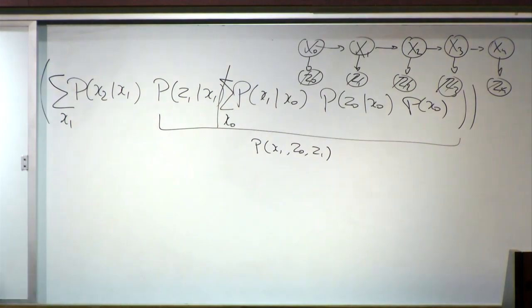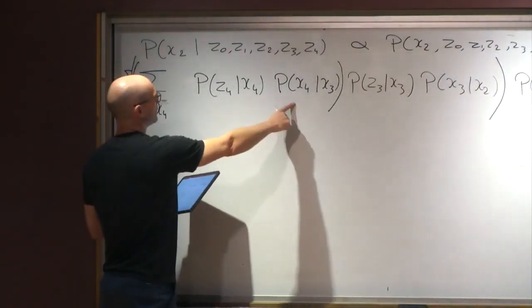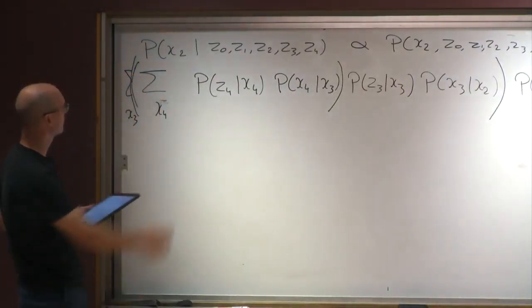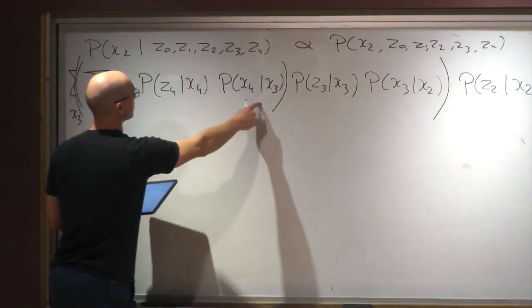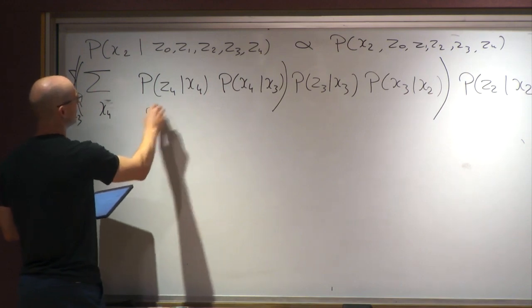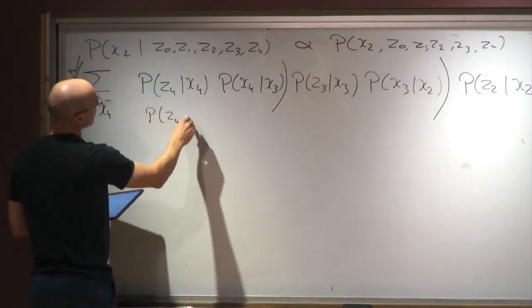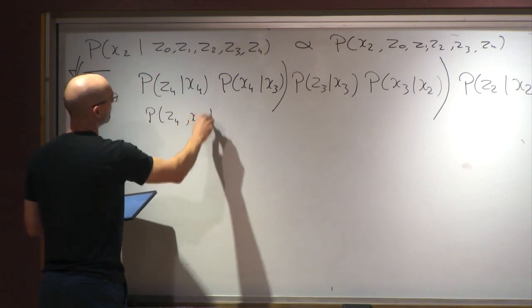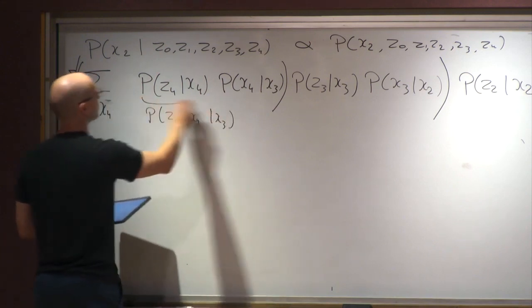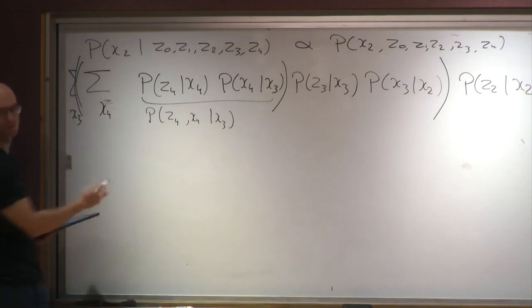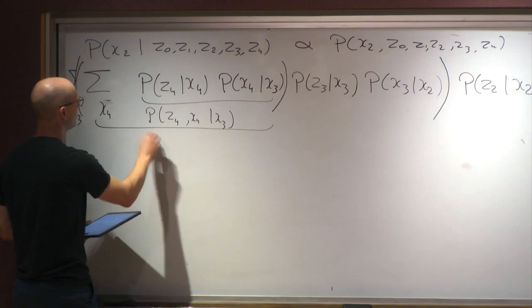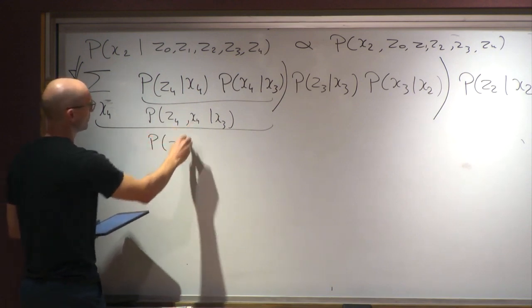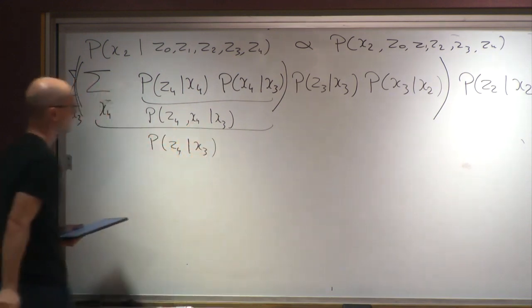Then we look at this one over here. This quantity here, we have not seen it in filtering, but we can interpret it. What is z4 given x4, x4 given x3? This is really then z4, x4 given x3 is what we have over here. Then we sum over x4. So we sum out x4. So we end up with here is p(z4 | x3). x4 is being summed out given x3. All right.